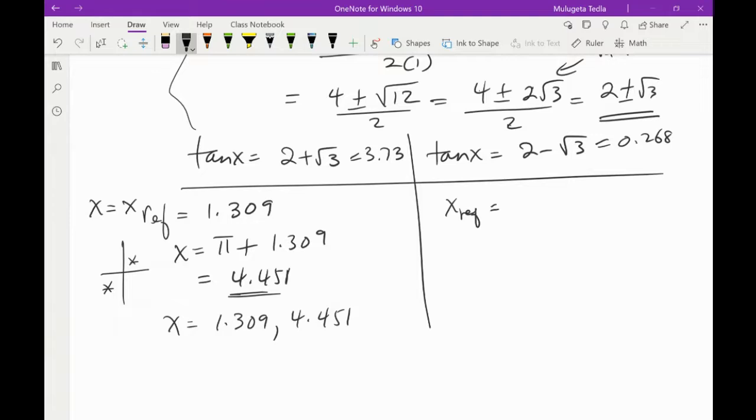Okay. By the way, is this 0.268 or 0.262? Mine, I found it was 0.268. Even if you do 2 minus square root of 3, it will give you 0.268. I checked it. Okay, let's see. I just did that and I didn't get that. Oh, okay. That's good. Very good.